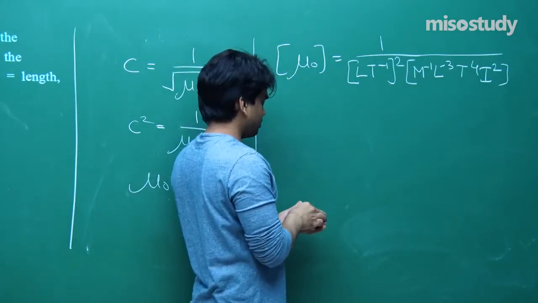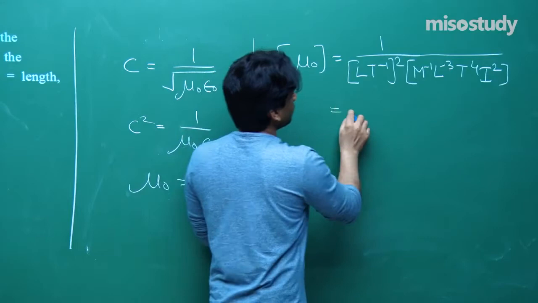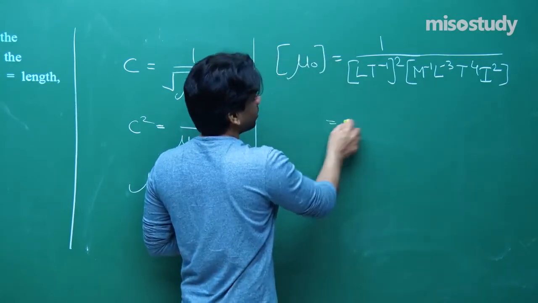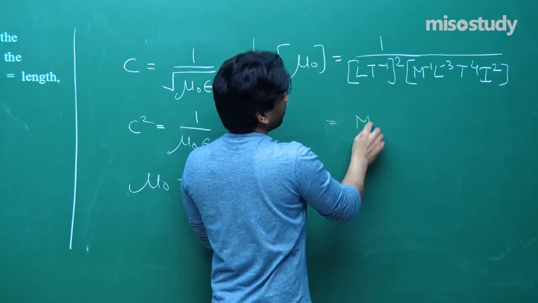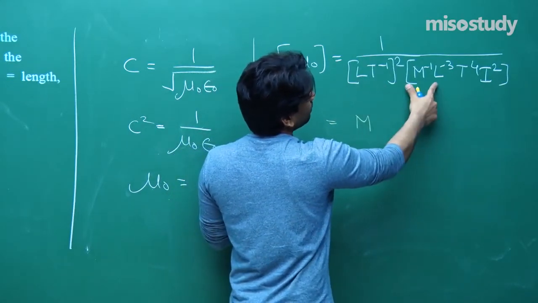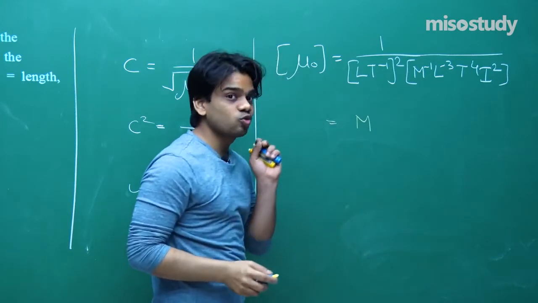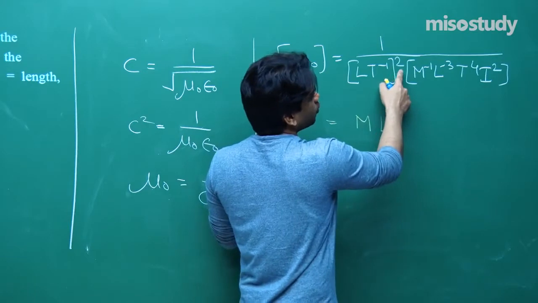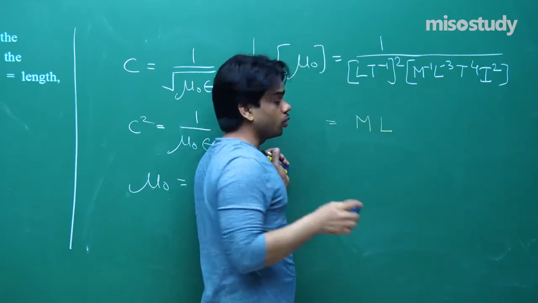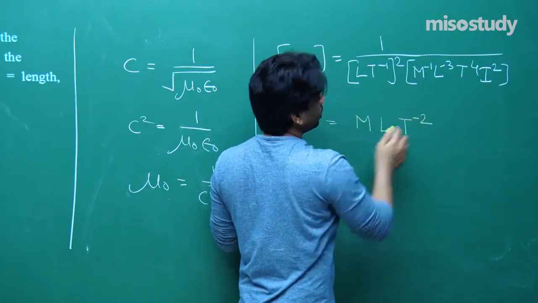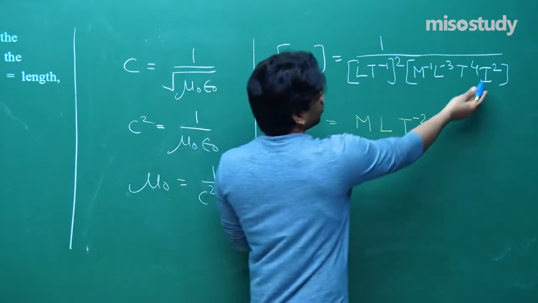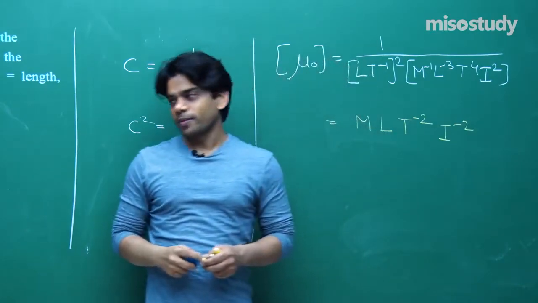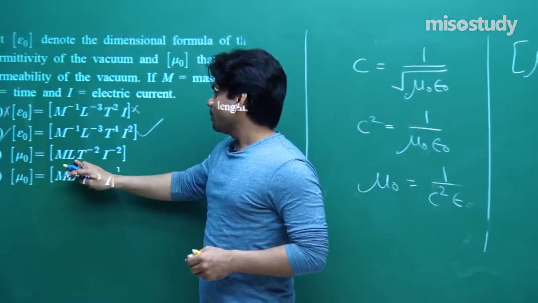Next, let me be quick and write the dimensional formula that's required. M power minus 1 will go in the numerator, so m power plus 1. L power 2, L power minus 3, you will get L power minus 1, and it will go in the numerator, so L power plus 1. t power minus 2, t power plus 4, you will get t power 2 in the denominator, so t power minus 2 in the numerator. Here I square, it will become I power minus 2. So m L t power minus 2 I power minus 2.